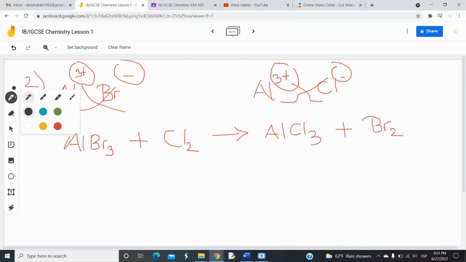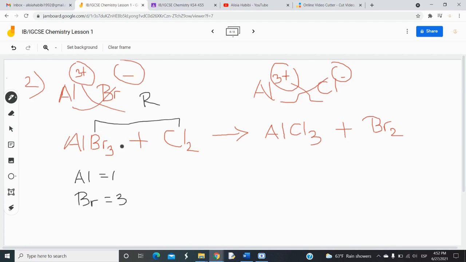So what we're going to do is the step we normally do. We write out all of the elements and the number of atoms they have. So aluminum has 1 atom. And we can see bromide or bromine has 3 atoms on the reactant side. Don't forget that this is the reactant side where these two things react, this compound and this element, and also this is the product side. Okay, so bromine has 3 atoms and chlorine on this side has 2.